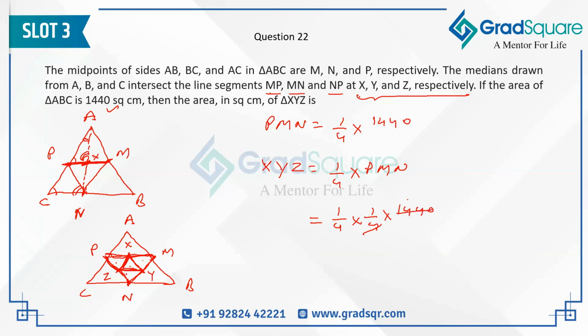So if you look at this, 4 3s are 12, 4 6s are 24, 360, and then this is going to give me what? 90. So what will be the area of XYZ? It is going to be 90 square meters. That will be the answer for question number 22.